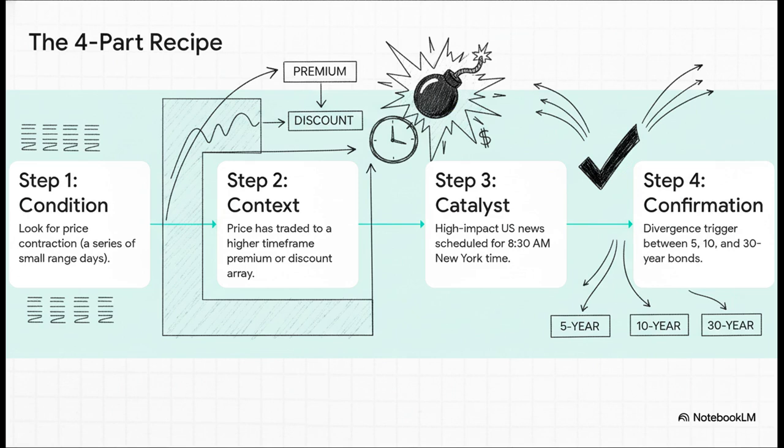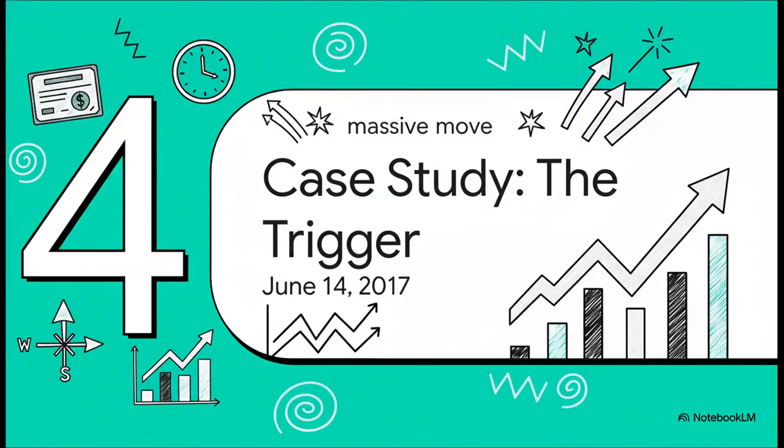This is a specific divergence between different treasury bonds. That's the trigger. Now, theory is one thing, but let's see how this recipe played out in the real world. We're going to rewind the clock to June 14th, 2017, and watch exactly how these 4 ingredients came together to create an absolutely massive move.